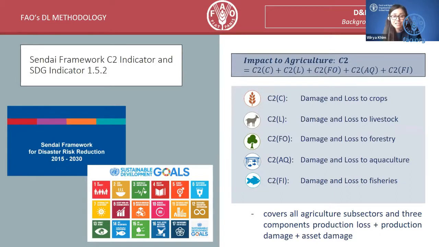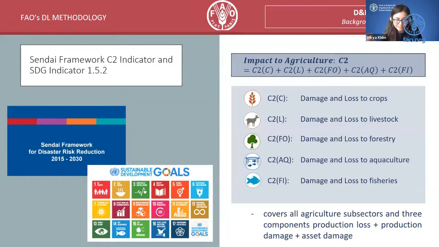After the adoption of the Sendai Framework in March 2015, FAO continued to further improve and advance the methodology in close collaboration with the United Nations Office for Disaster Risk Reduction. The methodology was approved and adopted by member states in the open-ended intergovernmental expert working group on disaster risk reduction in Geneva in 2017. And throughout 2018, we have been working closely with the United Nations Office for Disaster Risk Reduction, UNDRR, to ensure that the methodology will be fully reflected and then adopted for the Sendai Framework Indicator C2.